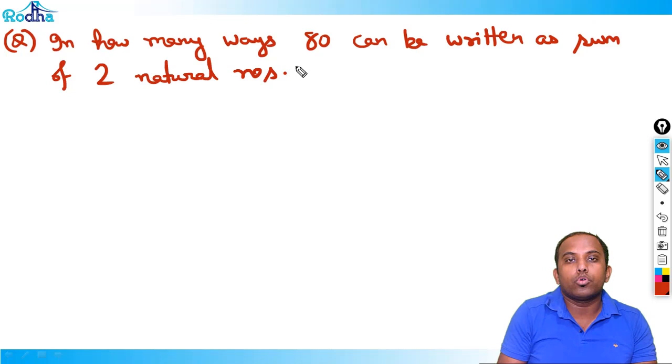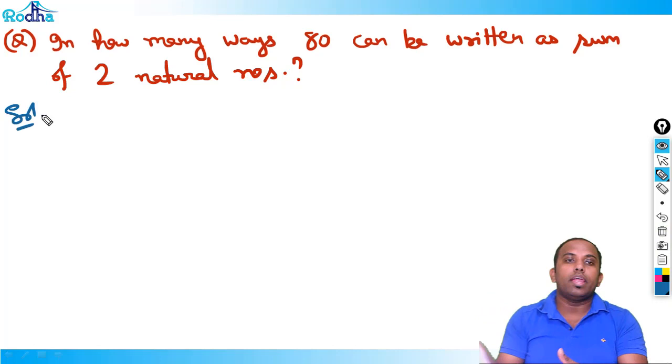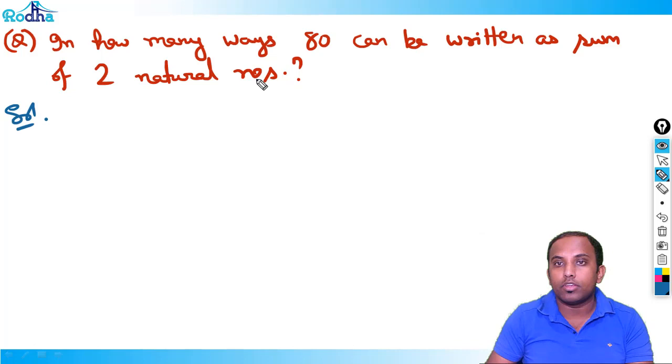Just think for yourself, what could be that number? Once I'm trying to put 80 here, now tell me, is it ordered or unordered? It should be unordered because variables are not defined. I discussed this so many times in number system and in PNC also.